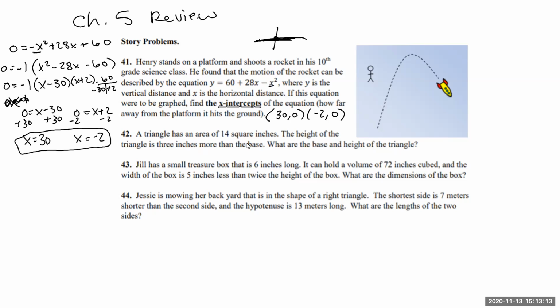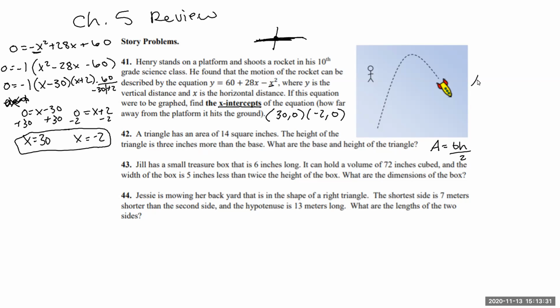A triangle has an area of 14 square inches. The height of the triangle is 3 inches more than the base. What are the height and base of the triangle? Okay, so in this case, we need to know what is the area of a triangle. So the area formula is A equals base times height divided by 2.